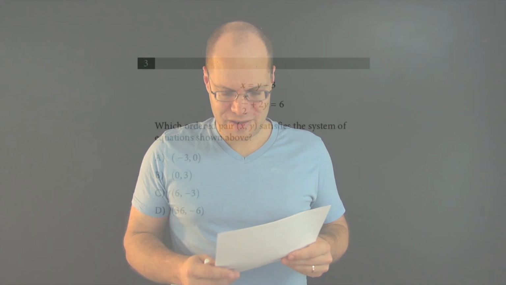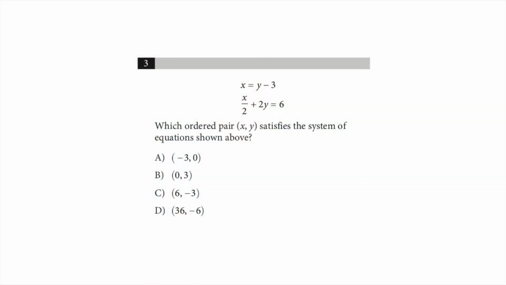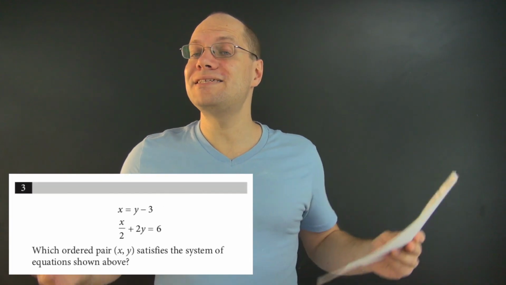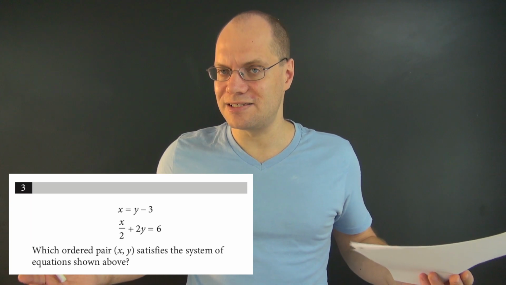Problem 3. This problem starts with a linear system of equations, and it's a little bit scrambled because the y is on the right-hand side of the first equation, and there's that awkward coefficient of 1/2, x over 2, but it's still a linear system of equations. So let's see what the problem is asking us. Which ordered pair (x, y) satisfies the system of equations shown above? So they're basically asking us to solve this linear system.